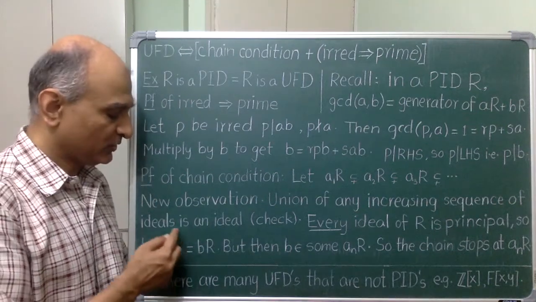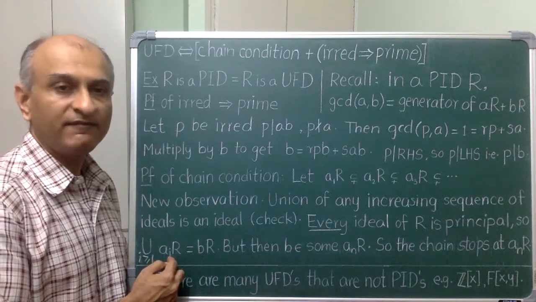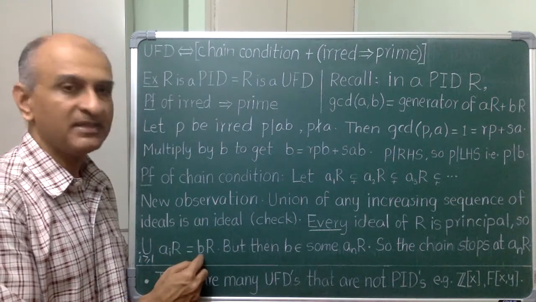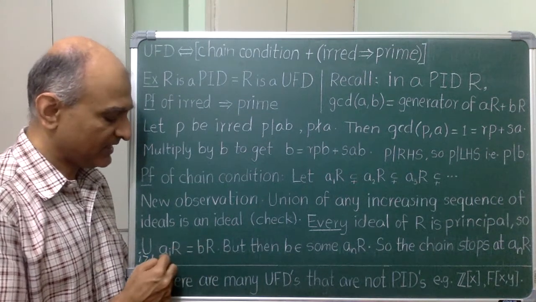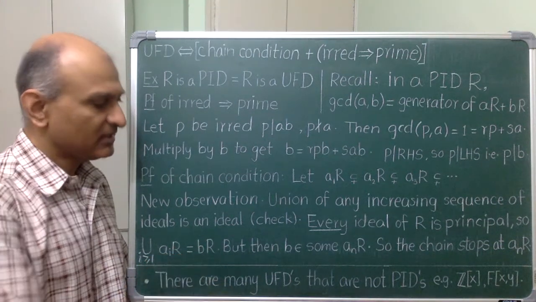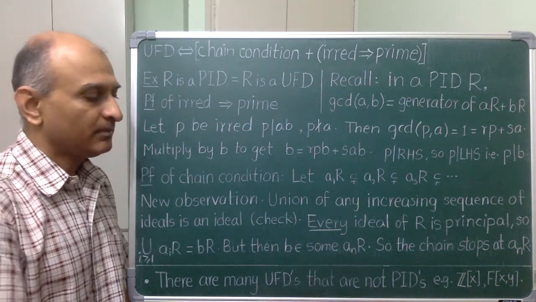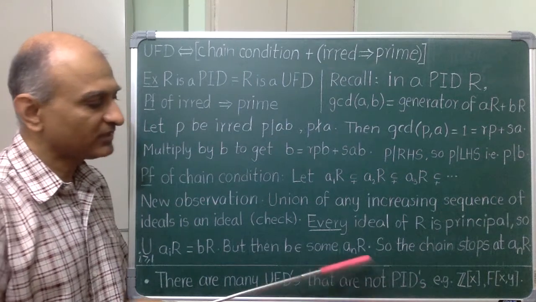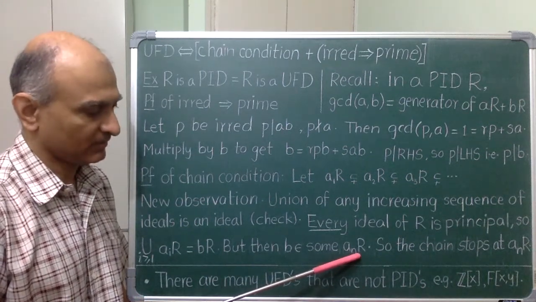So, the union of this chain of ideals is an ideal, but every ideal is principal, so this union must be generated by some B. But then B must be contained in one of these ideals. Suppose it is contained in A_n R. Now, B generates all of this union, but B cannot generate anything outside this ideal. So the chain has to stop here.